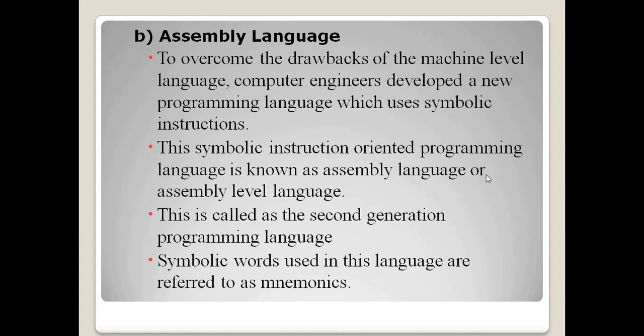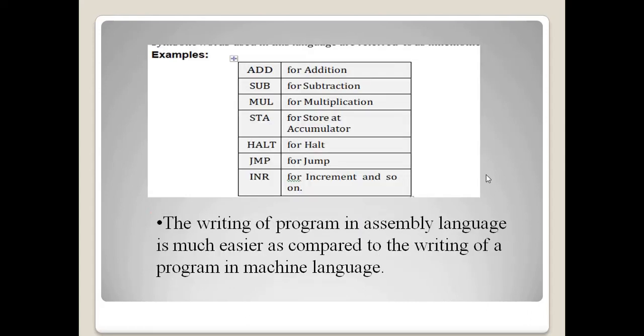Machine languages are called first generation programming languages, whereas assembly languages are called second generation programming languages. The symbolic words used in this language are referred to as mnemonics. For example, this is an example of assembly language, and these are called mnemonics.